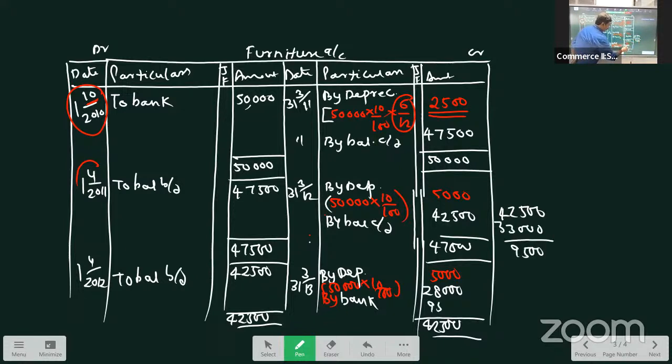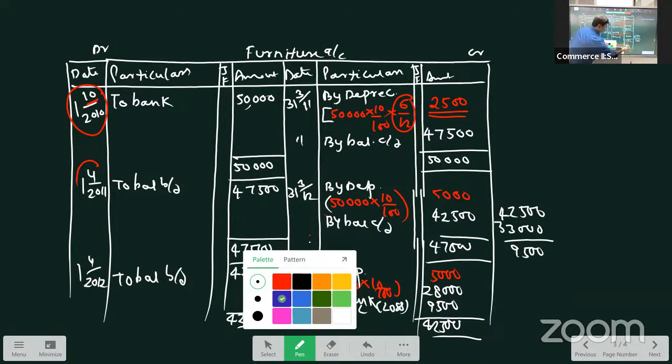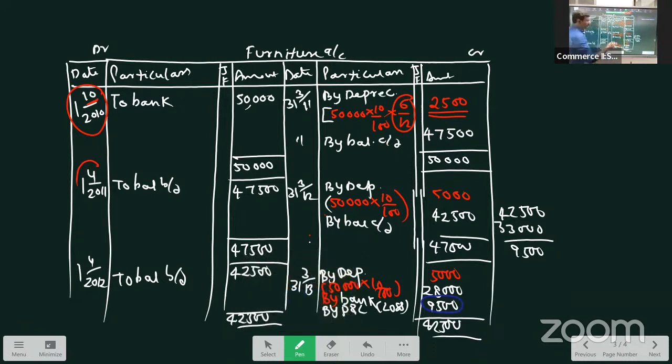Remember, now that the asset is sold, there is no balance. How can we have balance after the asset is sold? So we will transfer it to profit and loss account. That is, we have incurred this much loss. 9,500 is the loss that we have incurred by selling this furniture after using 3 years. After providing depreciation at the rate of 10% and using it for 3 years, we have incurred a loss of 9,500.